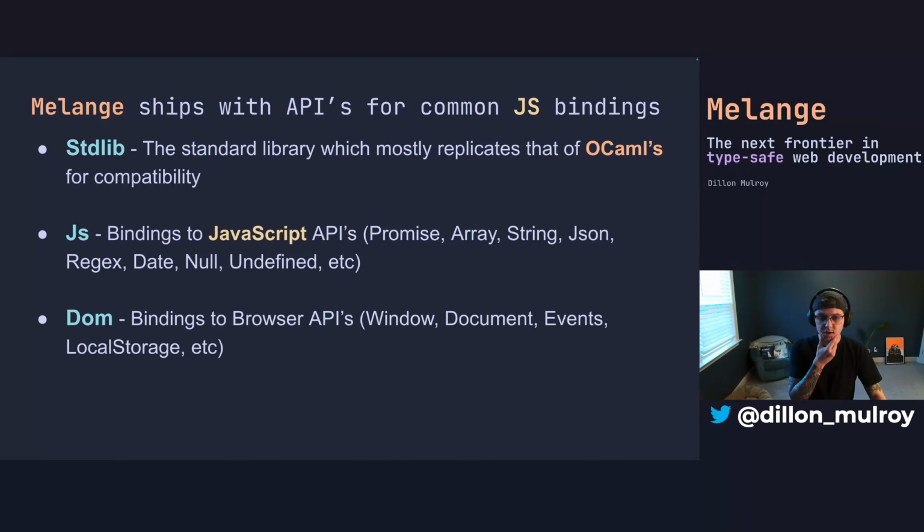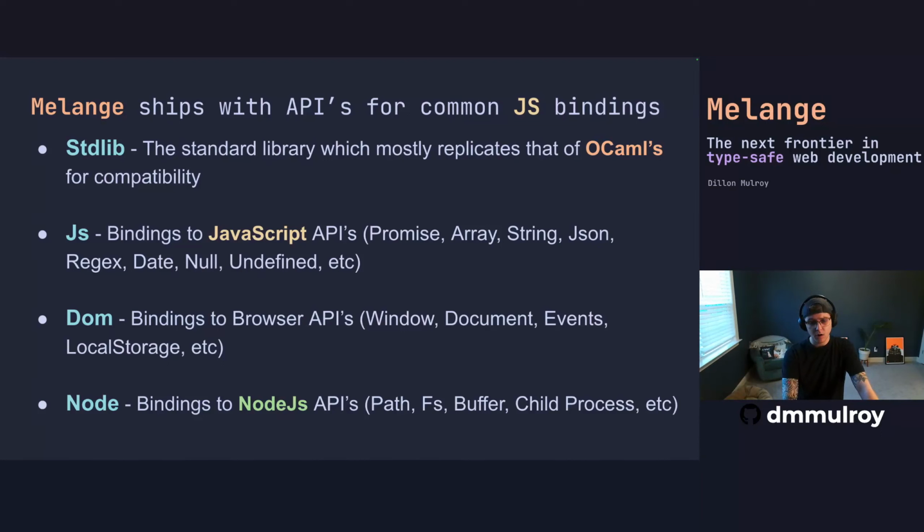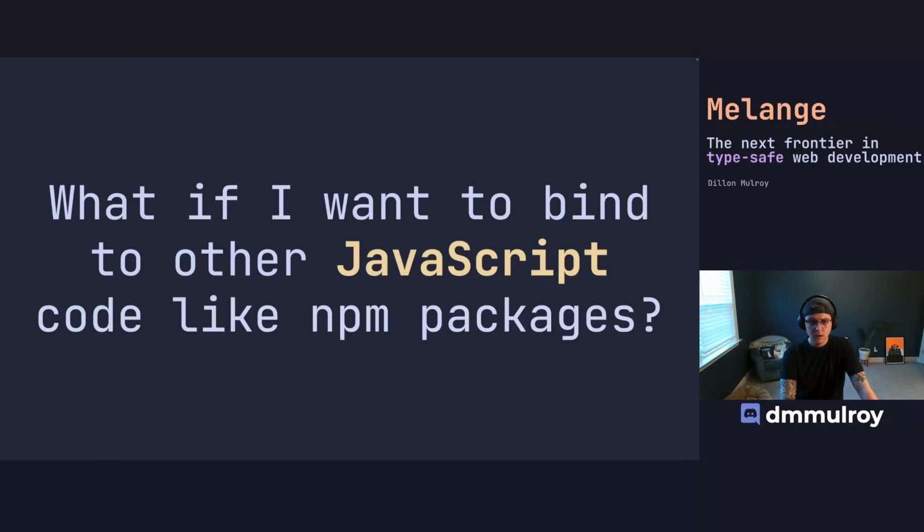We also have our DOM bindings for browser APIs. So this is going to provide us with Melange bindings to things like the window, the document, events, local storage, things of that nature. And finally, we have our Node API or Node bindings. So this is going to give us bindings to Node.js's path, file system, buffer, child process, so on and so forth.